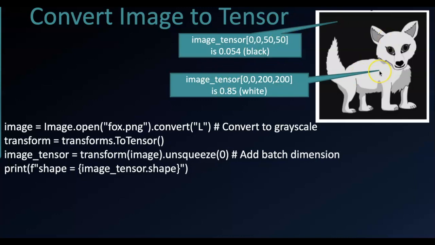0 would be black, the absence of all light, so I do end up getting something close to 0. And then if I picked 200 rows and 200 columns over, I should get something closer to 1, which is all the light, or in this case it's a bit of an off-white, 0.85. I can go back to my code and see that I do get those numbers.